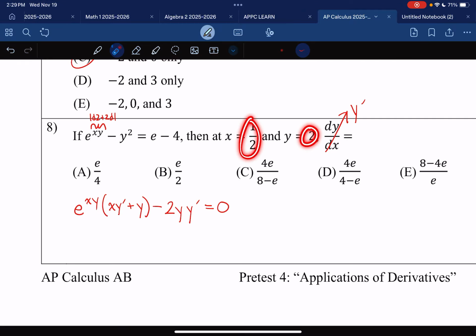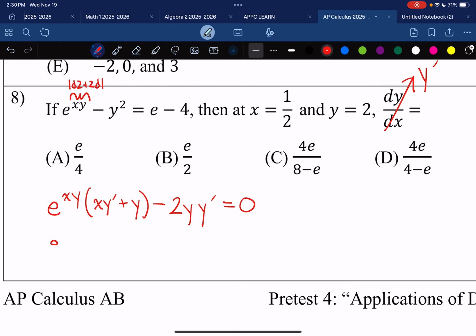My x value is 1/2. My y value is 2. Plug them in now. So when I do that, this is going to be e to the power of x, which is 1/2, times y, which is 2, all times x, which is 1/2, times y prime, plus y, which is 2, minus 2. What's my y? My y is 2. I realize I haven't been color coding these. Let me go back and color code these. Times y prime. And that's equal to 0.